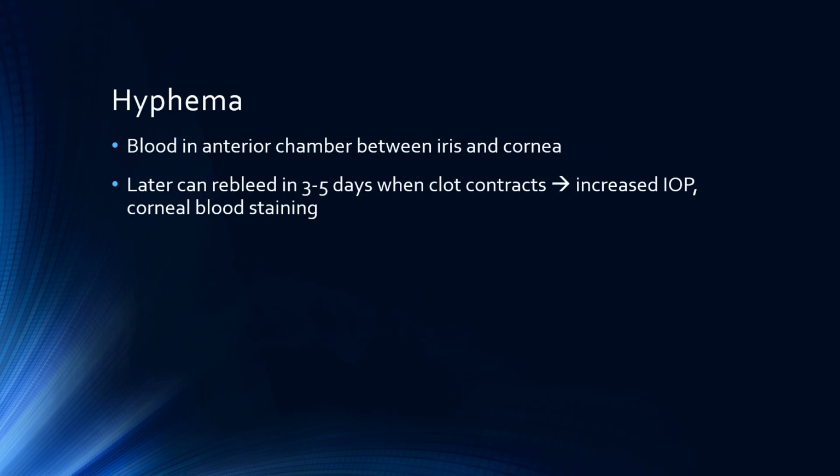Finally, we'll talk about hyphemas. This is when you have blood in the anterior chamber between the iris and the cornea. This can manifest with a long-term complication of rebleeding 3 to 5 days after the initial injury when the clot starts contracting. This can cause increased intraocular pressure and glaucoma and corneal blood stain.